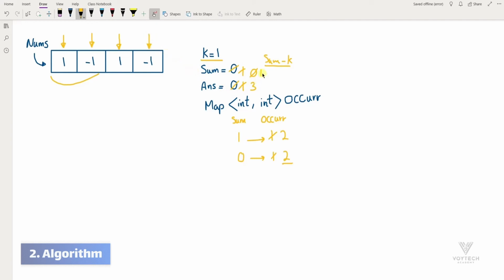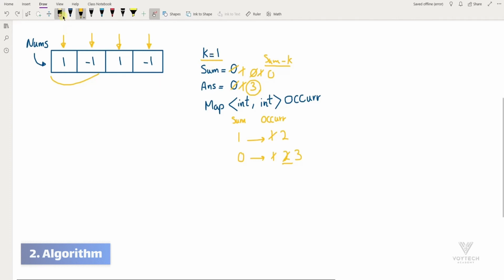The sum is 0 again, and the occurrence of 0 is 3 now. But 0 minus 1 is -1, and we don't have any of that in our map. We cannot continue the iteration anymore, so this is the final answer that we have. So we have 3 continuous subarrays in our nums array whose sums are equal to 1.